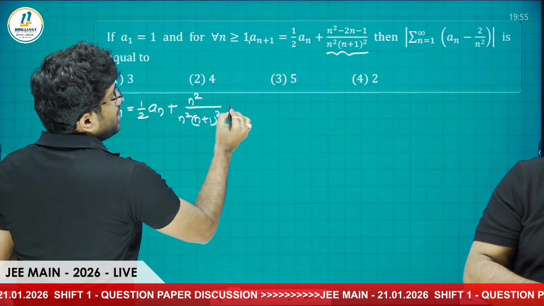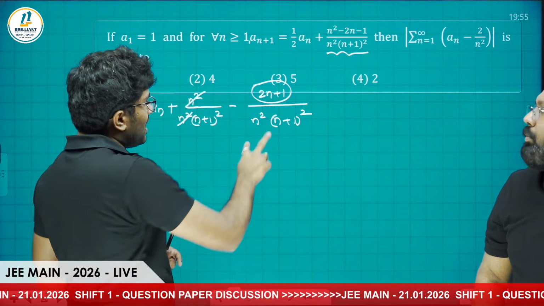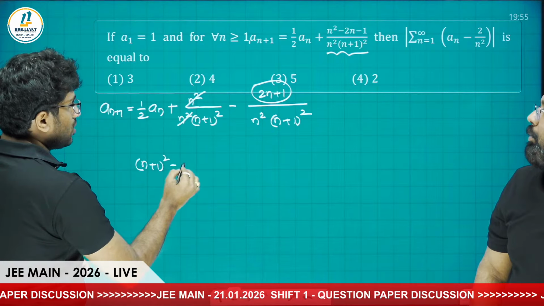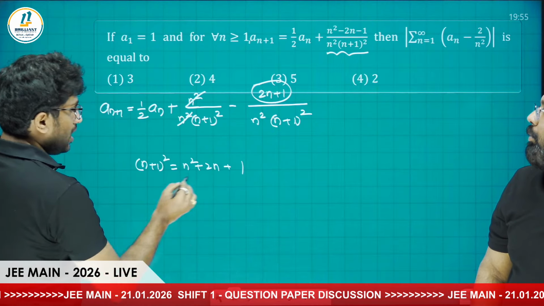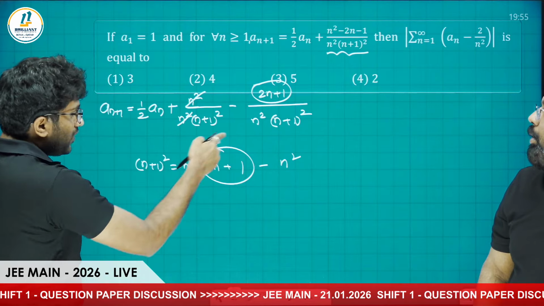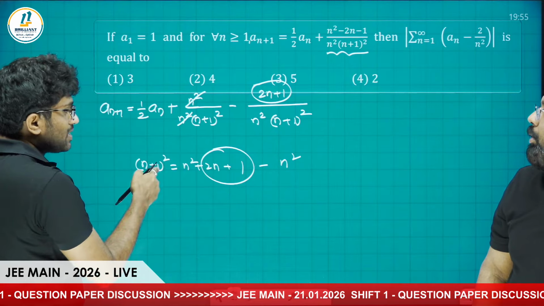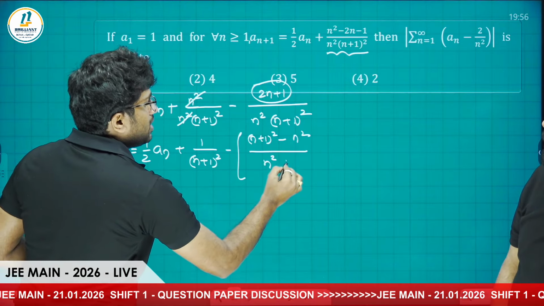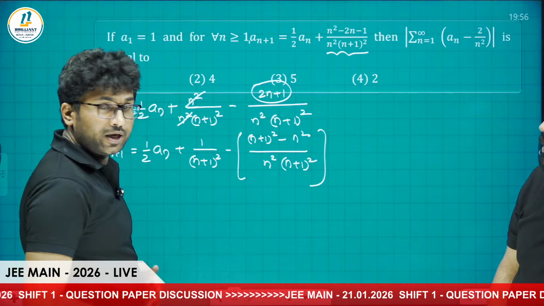n square gets cancelled. Now this 2n plus 1 should be expressed as the difference of these two factors. Can we? Yes. (n plus 1) whole square is already n square plus 2n plus 1, and if you subtract n square, then this 2n plus 1 we can write as the difference of (n plus 1) whole square and n square. So a(n+1) is equal to half into a(n) plus 1 by (n plus 1) whole square, minus this, we can write it as (n plus 1) whole square minus n square divided by n square into (n plus 1) whole square.